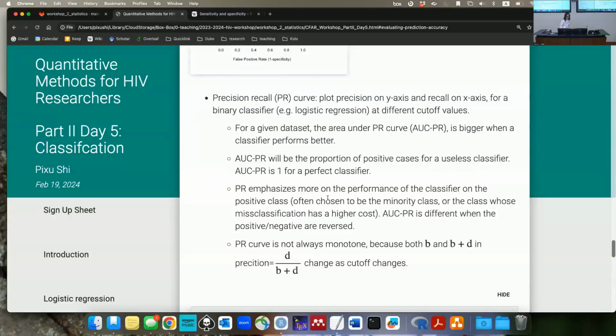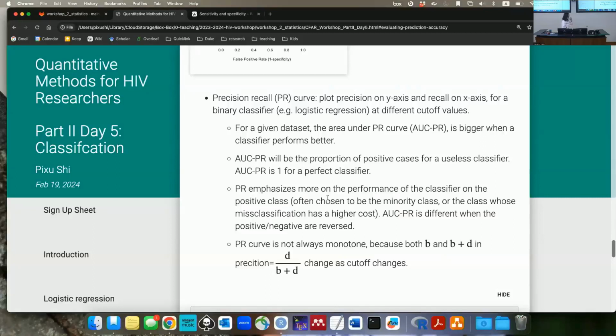So suppose you want to do a good job for the infection, the positive ones, then you would want to put the infected ones as 1 and uninfected 0. But if you want to do a good job classifying the uninfected ones, you would reverse the 0 and 1, and you will have a different area under the precision recall.